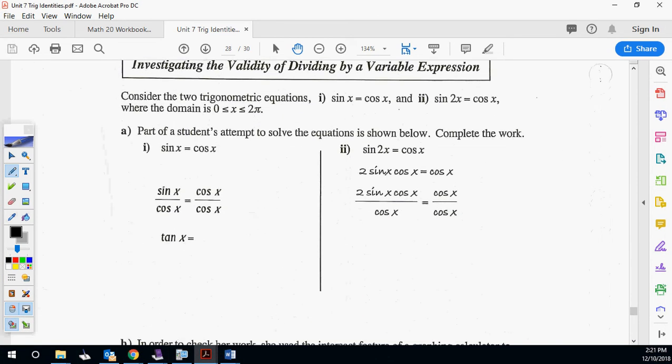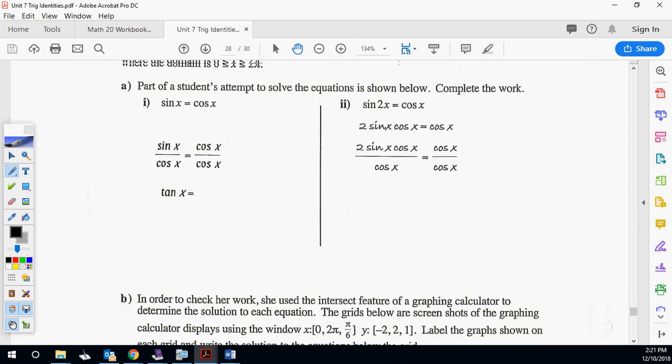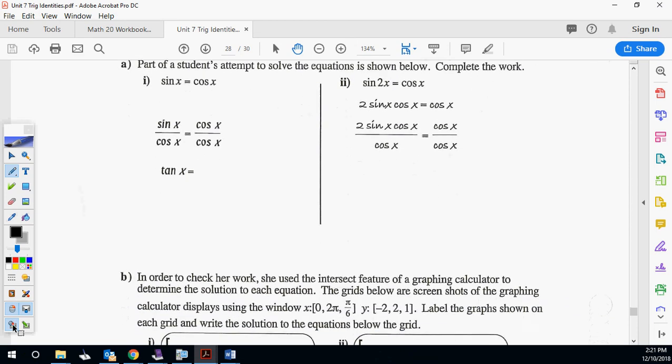All right, so we're investigating the validity of dividing by a variable expression. Okay, the validity of how it stays consistent. So we're going to do 2 problems here. We're looking at somebody's work, and we're going to finish it. So we're looking at sine x equals cos x, and then sine of 2x equals cos x. Okay, so 2 different problems. We're staying on 0 to 2 pi, so we're talking about radians.